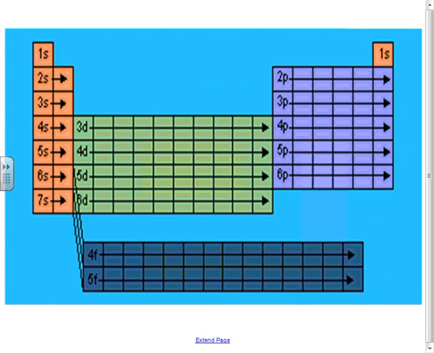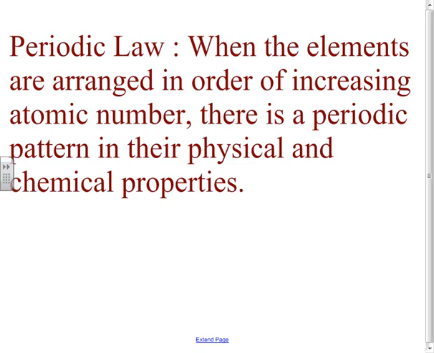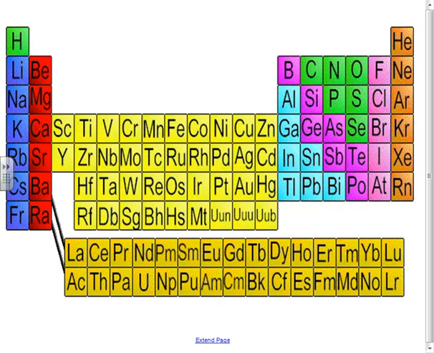But here we have the blocks of the periodic table: s block, p block, d block, f block. The s block has the s orbitals being filled. The p block has the p orbitals being filled. The d block is 10 wide because 10 electrons can go into the d orbitals and so on. The f block is down below. That leads us to the periodic law. When the elements are arranged in order of increasing atomic number, you will see a periodic pattern in their physical and chemical properties. And again, periods are the horizontal rows.